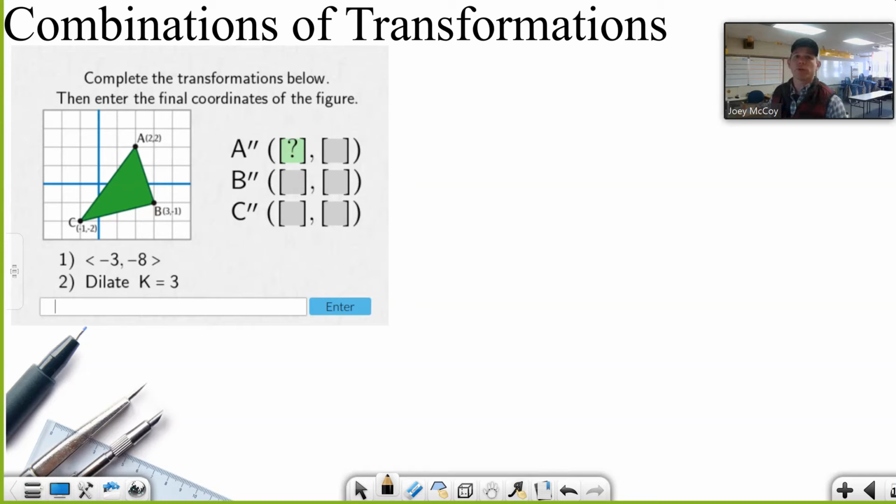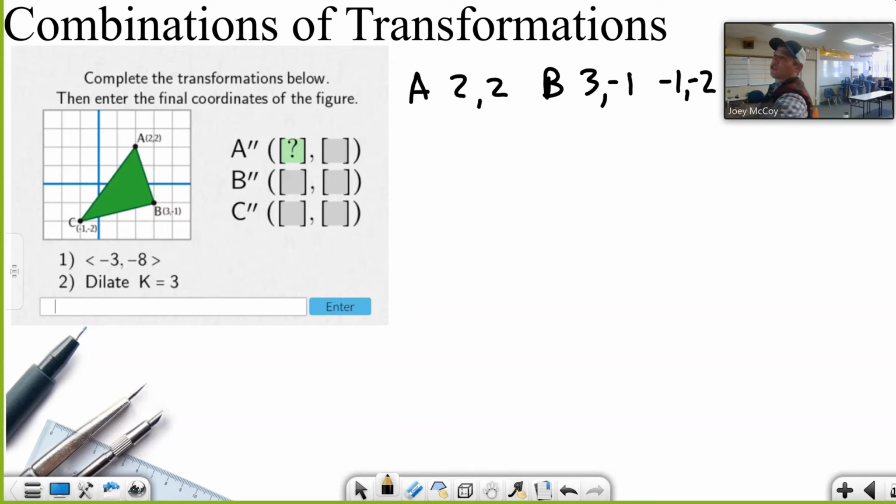So the first thing that I'm going to do is write down the coordinates. I've got A at 2, 2. I have B at 3, -1. And I have C at -1, -2. Okay? First thing you do is you write down the coordinates. Now, I'm only going to work through A, okay, because that's how it works.